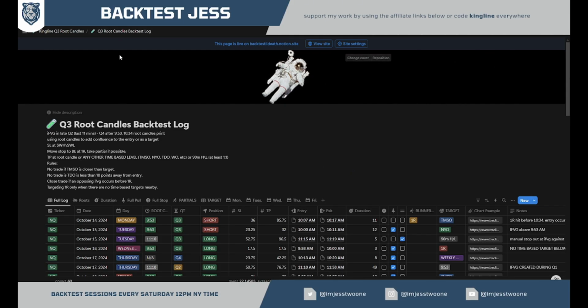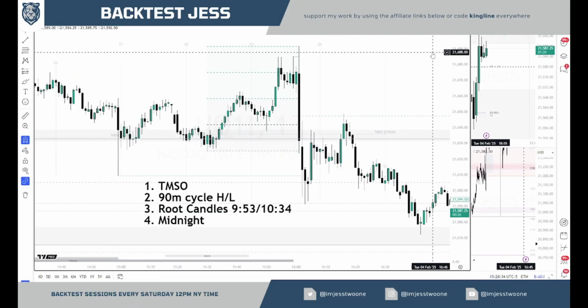All right, so the root candles are adding a confluence to our entry, or acting as a target for our exits. The next step, or the next confluence that we're adding to the model, is premium and discount. We have 4 ways in which we can implement premium and discount.